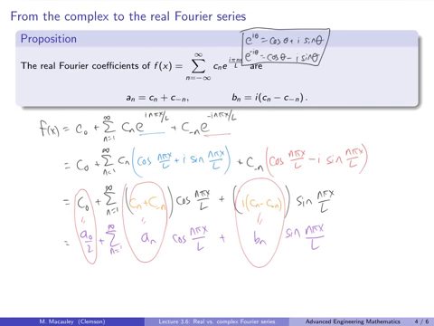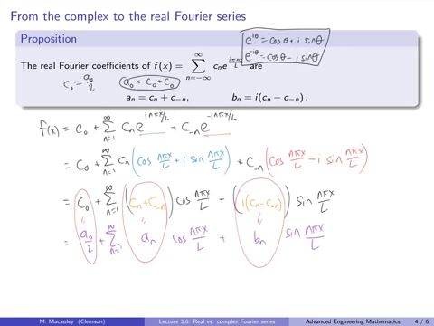Notice that if n equals 0, then we get a naught equals c naught plus c0 plus c negative 0. And look what that is. That says that c naught equals a naught over 2, and that's exactly what we got down here. So this formula holds for n equals 0 as well. And there is no b0, but if you were to try to plug in n equals 0 into here, you would get that b0 is c0 minus c0, which is 0.